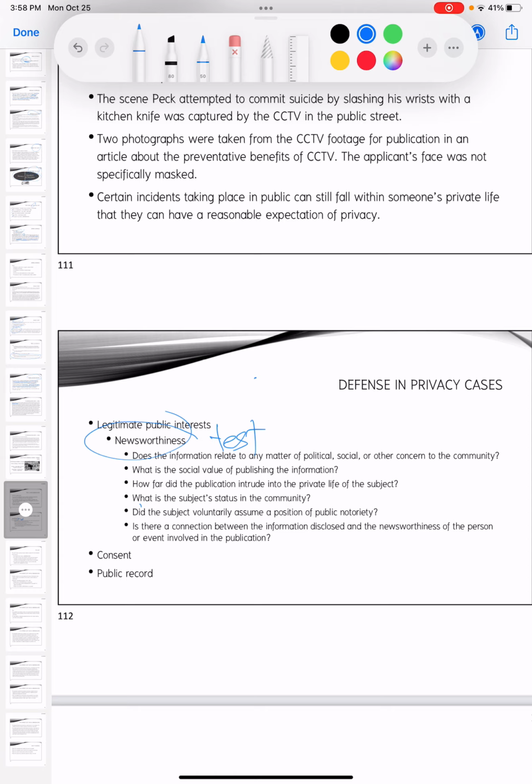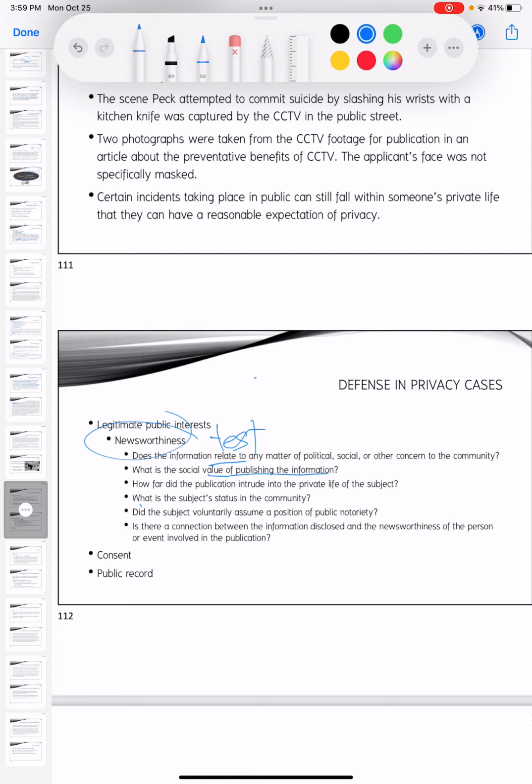So we have to take a look at these questions as the guideline in order to decide whether privacy or media freedom should prevail. First, does the information relate to any matter, political, social, or other concern of the community? If it relates to a political concern of the community, okay, it is likely that public interest or freedom of the press is going to prevail. What is the social value of publishing the information?